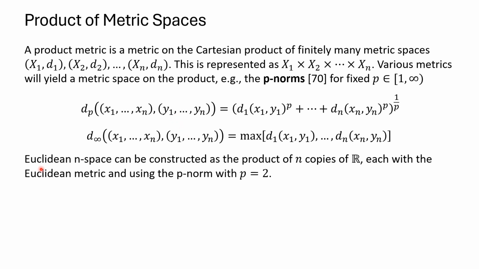Here's an example of a product. The Euclidean n-space can be constructed as the product of n copies of the real numbers, each with the Euclidean metric, and using the p-norm with p equals 2. So you would just have this one squared, this one squared, and then you take the square root of the sum. We've seen that type of norm previously. So that's one example. Let's continue on the next slide.